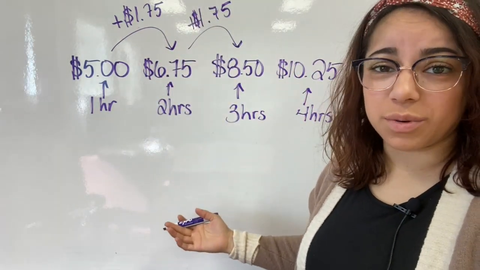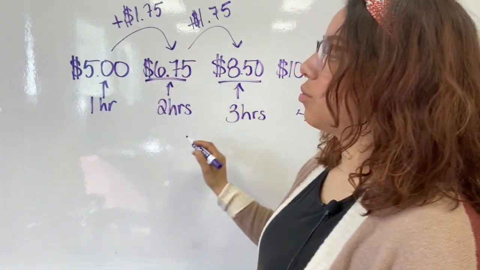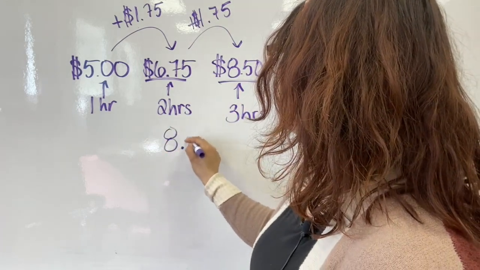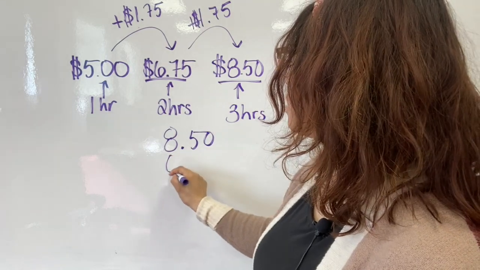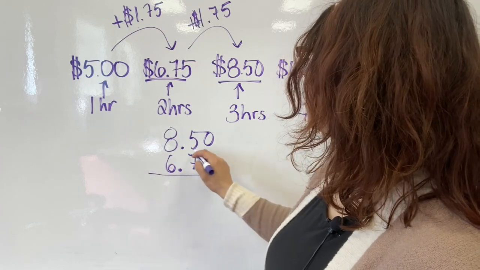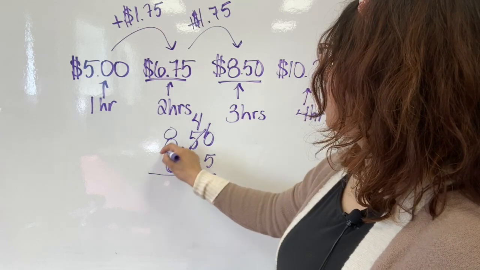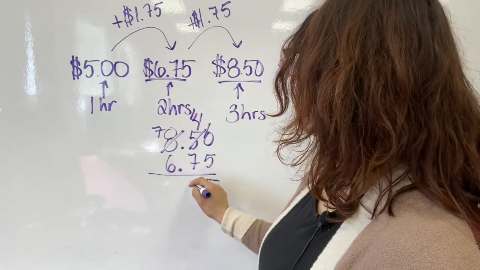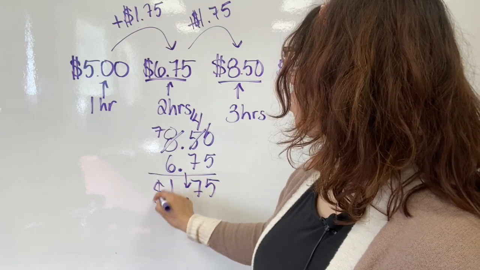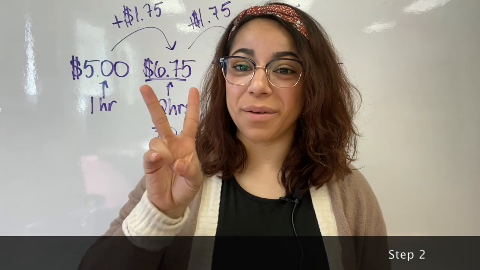If I wanted to check this, which I probably should just to make sure, I'm going to take this number and subtract it from this number. Whatever the bigger number is, we're going to take it and subtract it. So I have 8.50. Line up your decimals. 6.75. That's a 10. We have to borrow, bring down 1. So we are adding by $1.75 every time, which takes us to step 2.